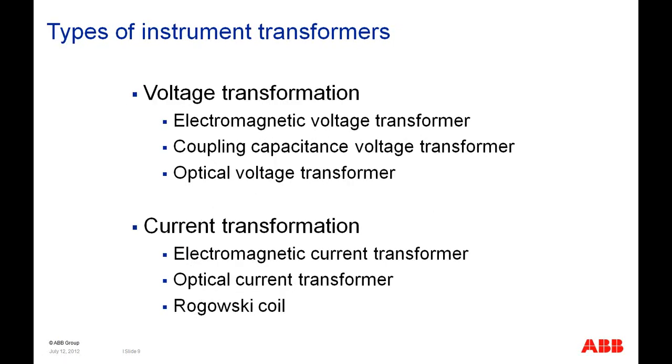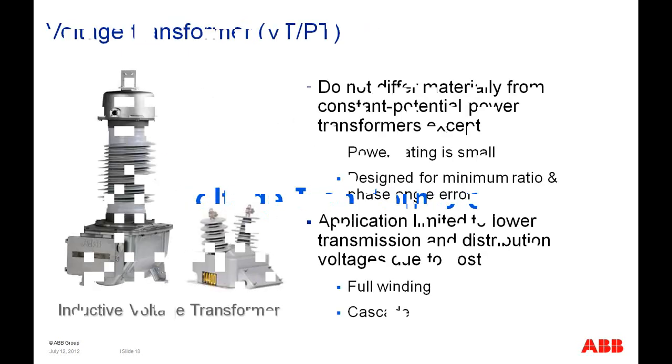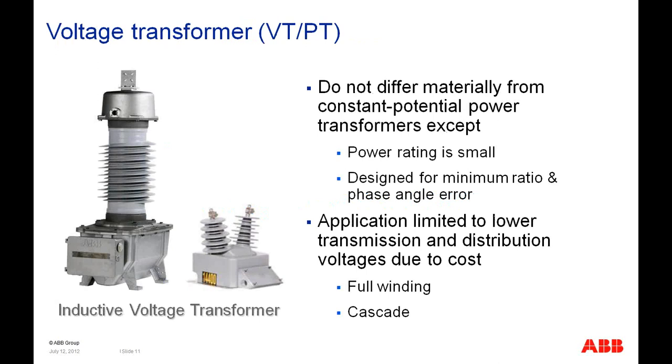The two types of things we're going to talk about are voltage transformation and current transformation. For voltage transformation, we'll talk about the electromagnetic historical voltage transformer, the coupled capacitor voltage transformer that's used at higher voltage levels, and the optical voltage transformer, using the EOVT type principle, the optical effect. In the current transformer, we'll talk about the electromagnetic current transformer, the optical current transformer, and the Rogowski coil.